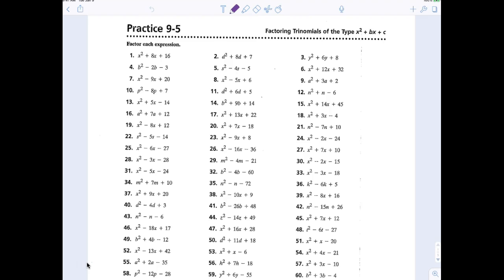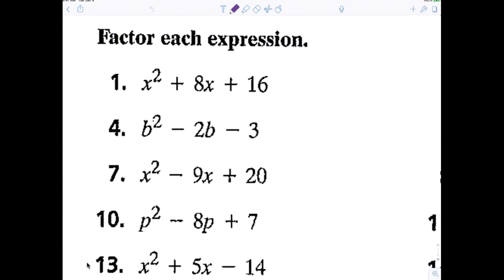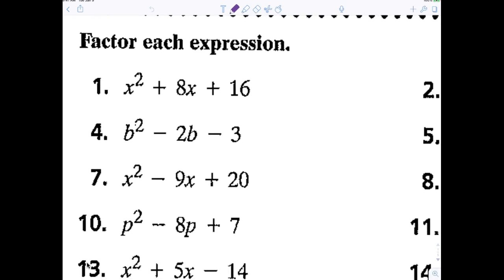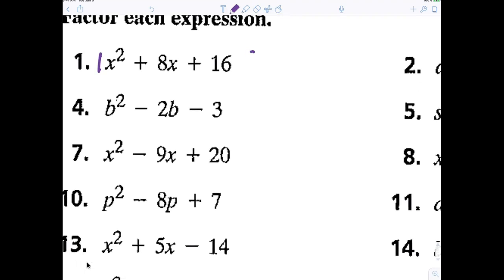No, 8 goes into 16, but 8 doesn't go into 1, right? You remember, you have to look at all the terms. So there's a 1 here. Does everybody agree? Now, eventually, you're just going to be able to look at that and say, well, that's just x plus 4 times x plus 4.